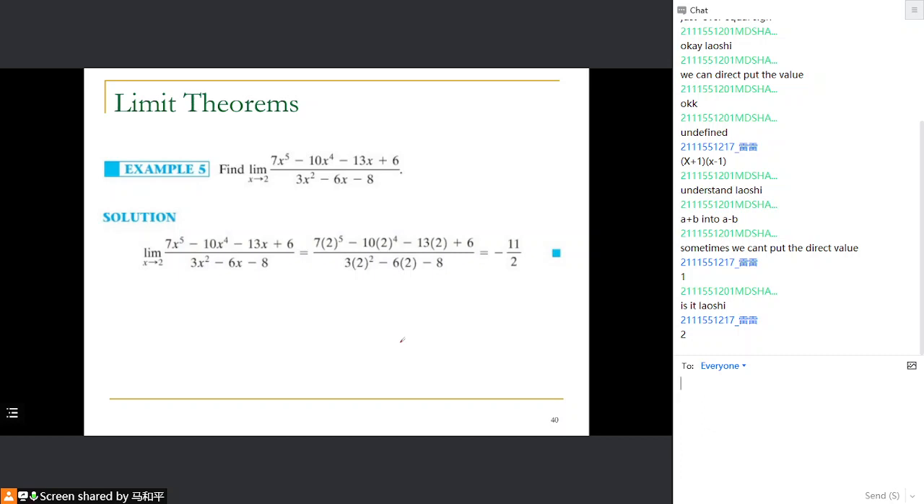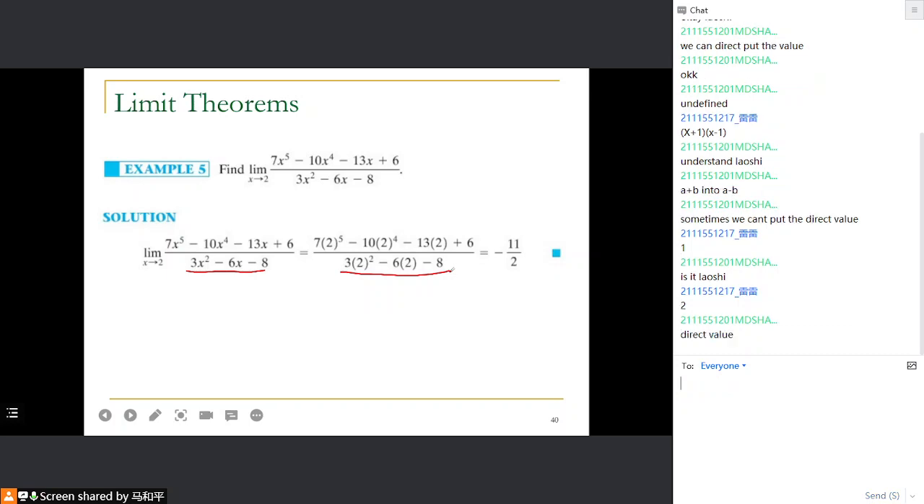And for example 5, this one is also simple. This is a rational function, and first we should make sure the denominator here is not 0, right? We find of course it's not 0. We just use the substitution theorem and get the result, minus 11 over 2. Only for this part, we should be careful. Okay, next.